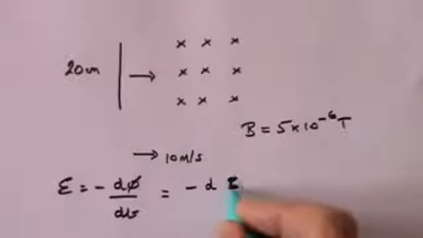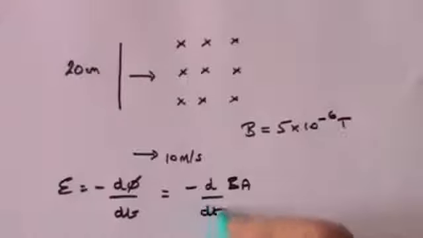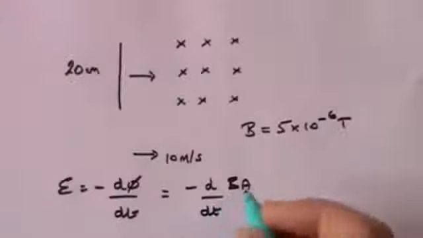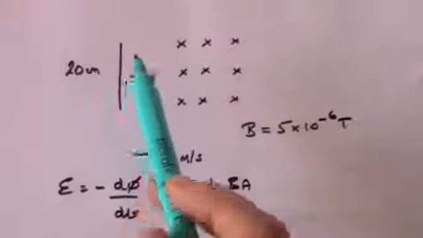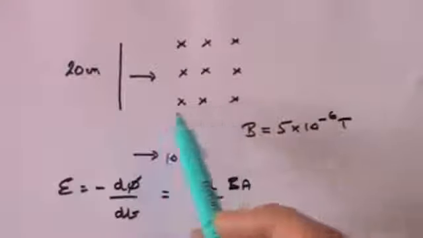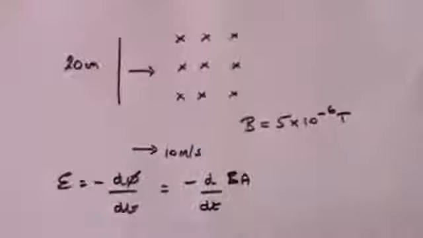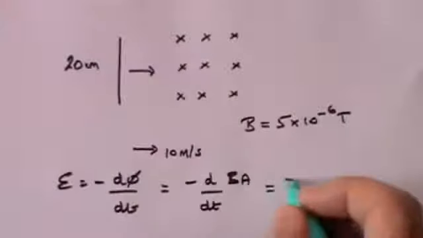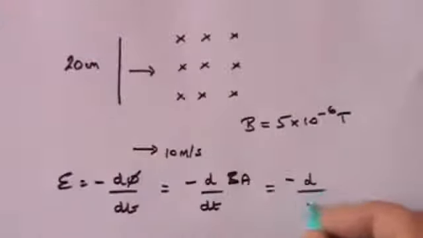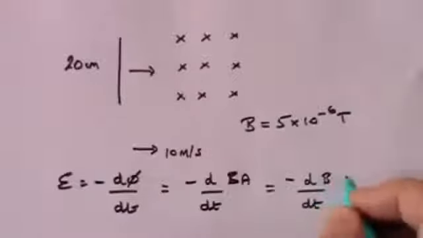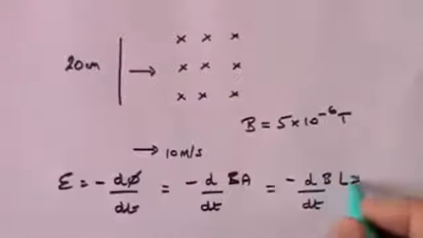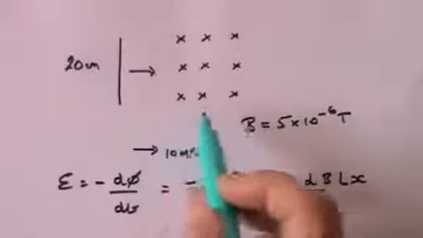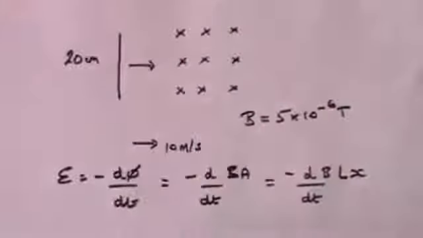Minus phi is BA, so it's minus d by dt. What is the area? The area is the length, which is 20 centimeters, times the distance covered. So that's going to be minus d by dt of B, which is unchanging, times the area, which is L, that length here, 20 centimeters, times x, the distance travelled this way, that's going to be an area.